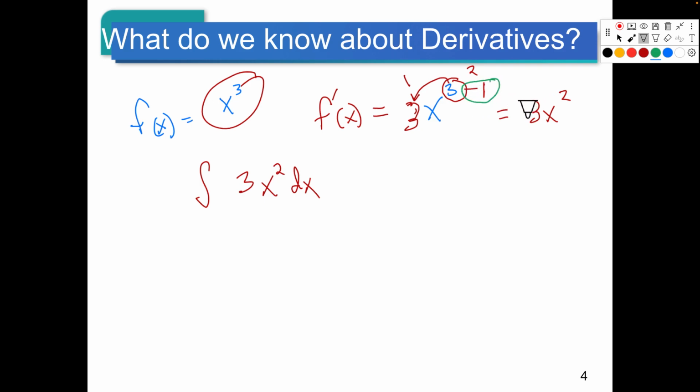The last thing we did to the derivative was subtract 1 from the exponent. What would be the opposite of subtracting 1 from the exponent? Got it. See? Simple. We just do the opposite. In fact, that's what I say in my algebra class.